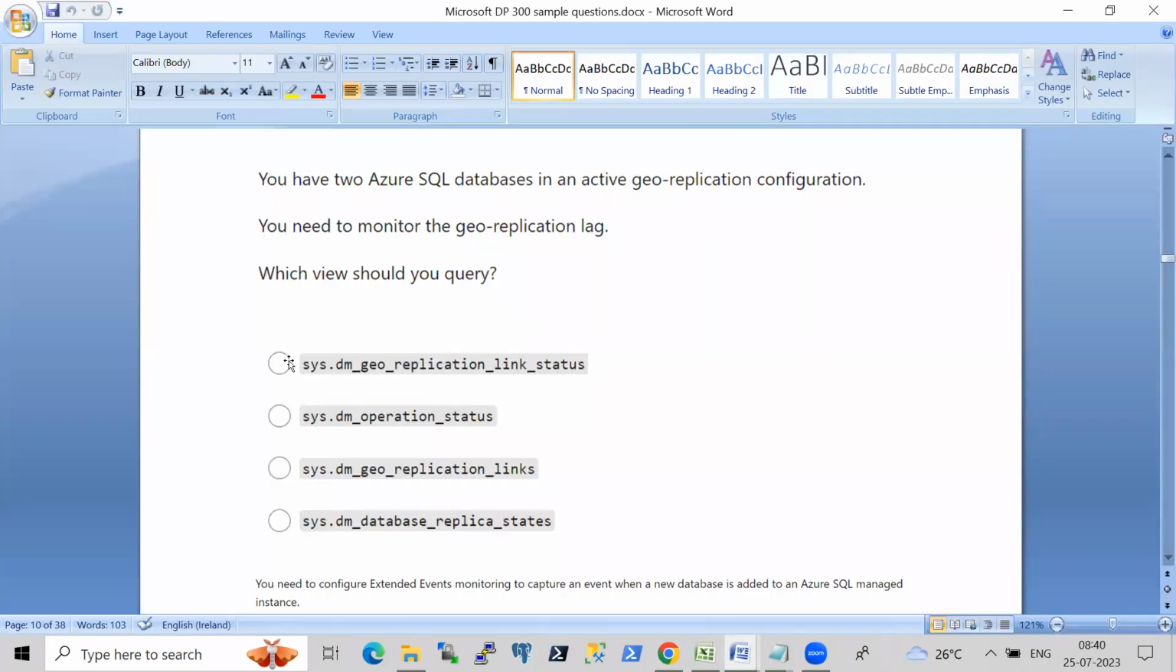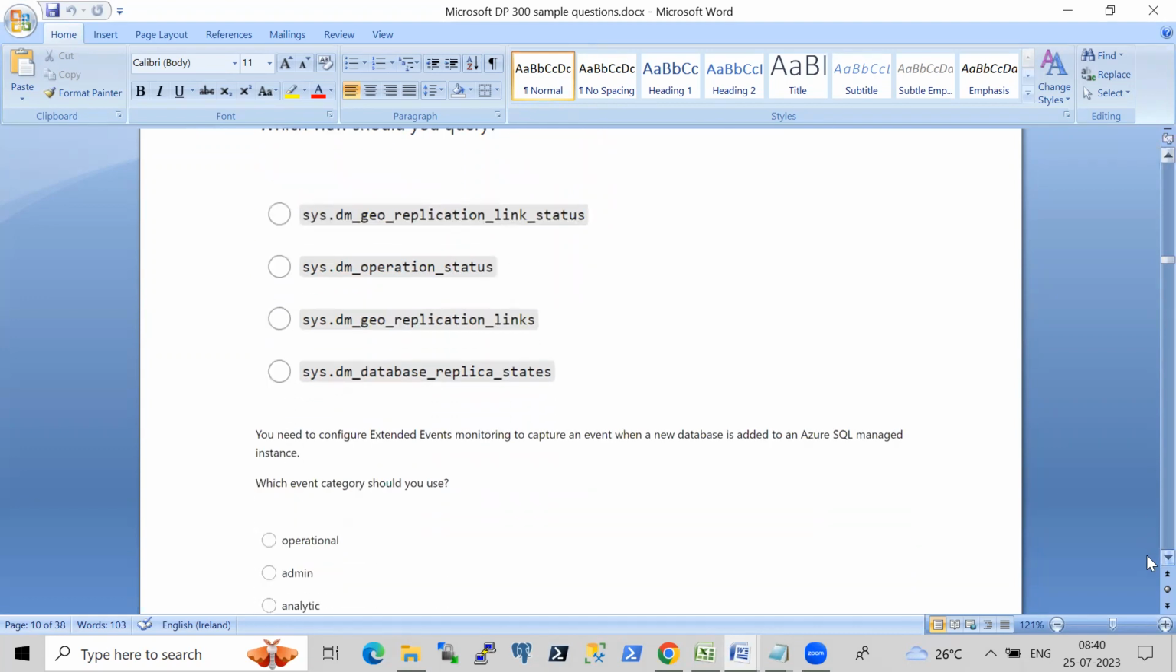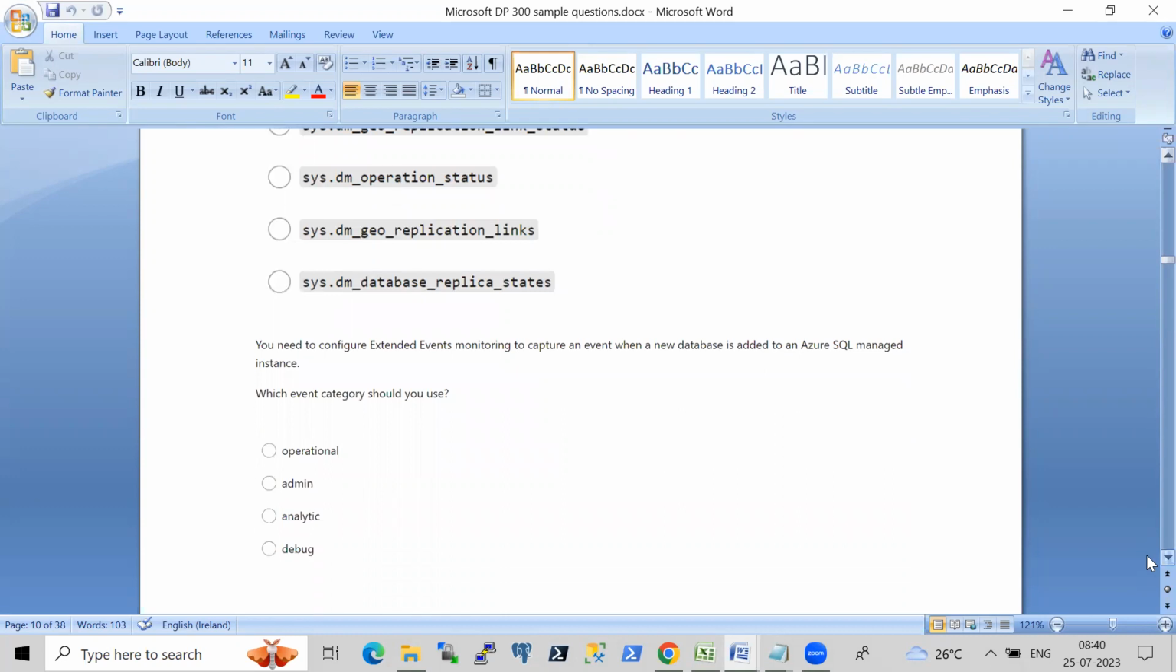This is the DMV that I have to make use of if there is any lag between Azure SQL databases which are part of geo replication. By the way, Azure SQL supports geo replication, and Managed Instance supports auto failover groups to configure your DR. I am just repeating again: Azure MI supports auto failover groups, whereas Azure SQL databases support geo replication. What is the difference? I think I've discussed it in my classes, so I don't want to go through that again. For this, the answer is geo replication link status.